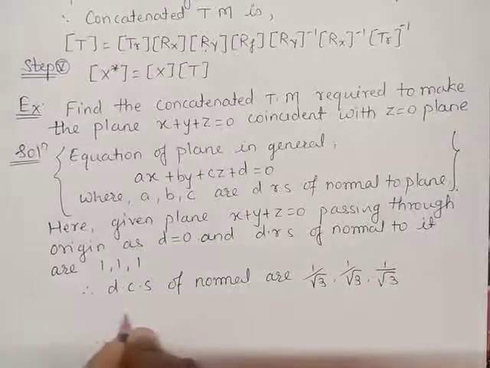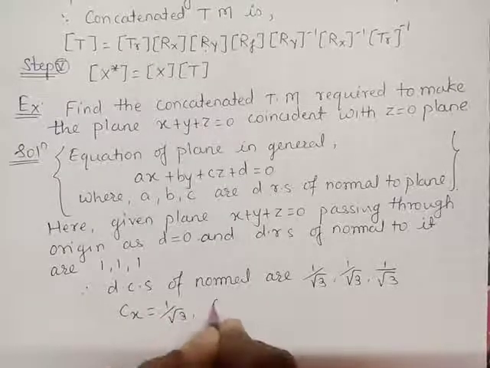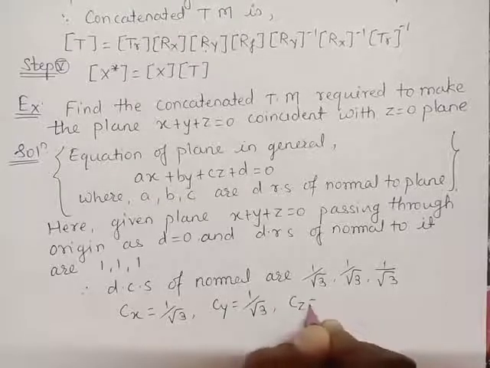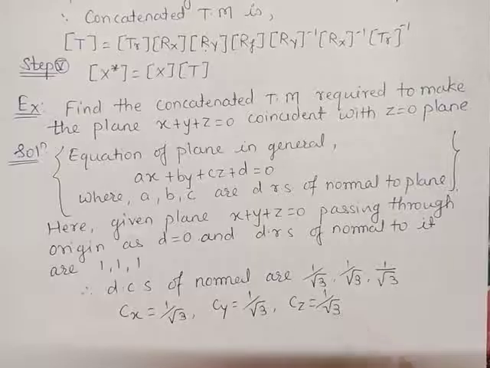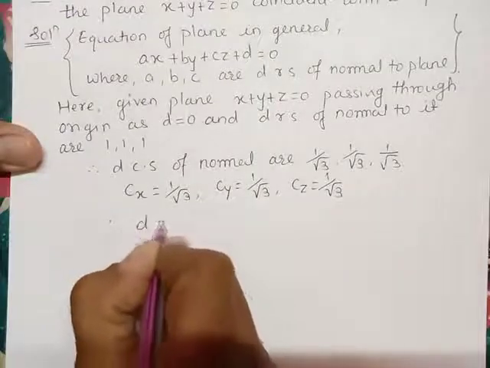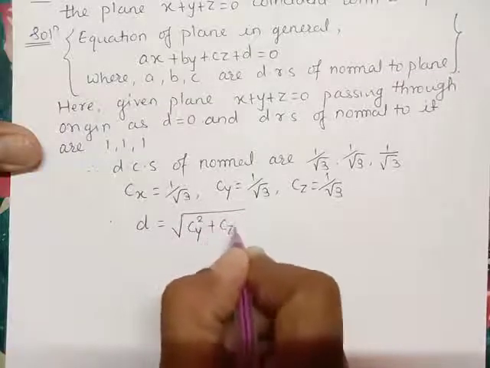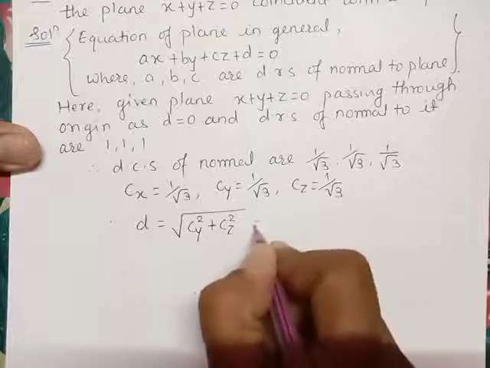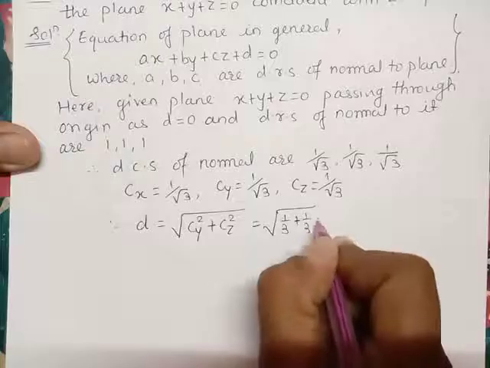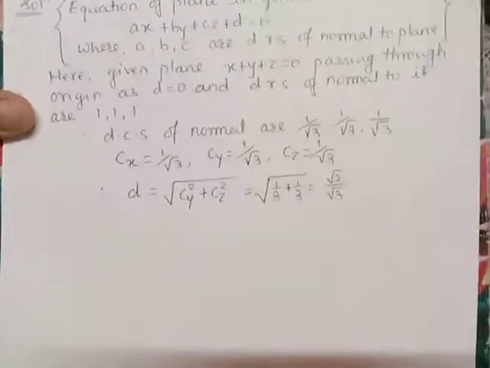Therefore, we get Cx equal to 1 by root 3, Cy equal to 1 by root 3 and Cz is also what? 1 by root 3. Fine. Therefore, what is D? Therefore, D is under root Cy square plus Cz square, and that is nothing but root 1 by 3 plus 1 by 3. So it will be root 2 by root 3. Right?